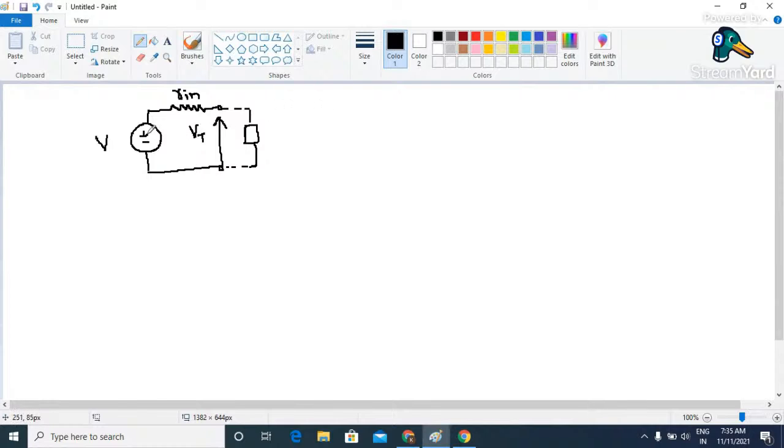Mathematically, if you apply the law of conservation of energy, because we know that volt is energy per unit charge, we can write V minus I into R in is equal to Vt. Or simply you can write V is equal to I into R in plus Vt, where I is the current flowing through this circuit in this particular direction. So if you want to make V and Vt the same, we want to make this particular factor 0.